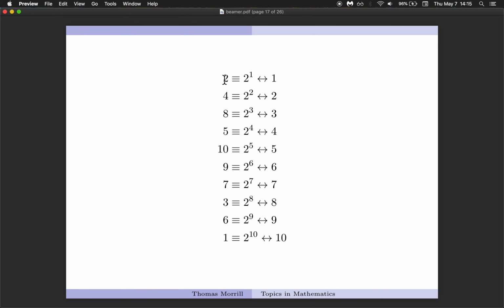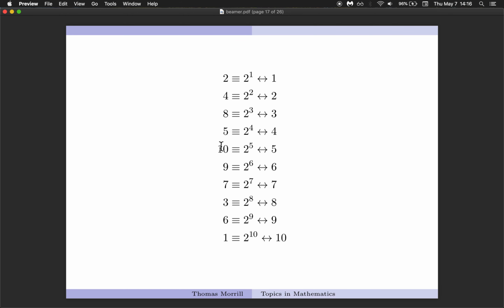So over here on the very left side, I've got my units modulo 11, right? And I've written them out in the order they appeared on the previous slide. So here's 2 to the first, 2 to the second, 2 to the third, and so on. Each one of these elements under multiplication is going to follow the same rules as do the exponents of the 2's under addition mod 10, right?